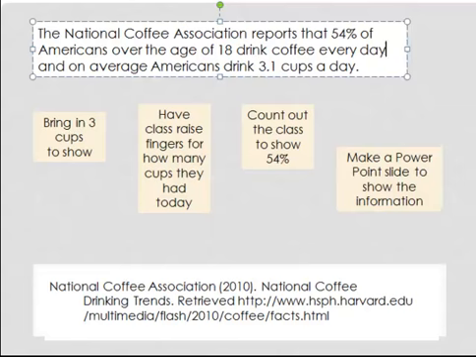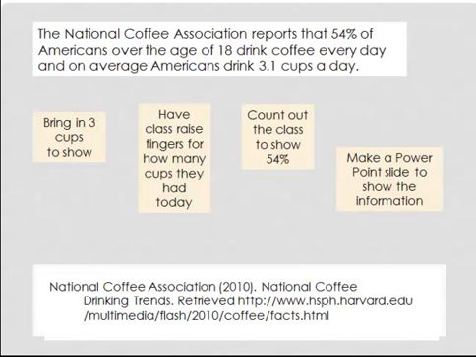So we've talked a little bit about finding information. I shared with you ways that you can report that information in your speech. We talked about how to mention the most interesting part of the research. You don't have to mention every single thing. So at the bottom of this slide, you can see the citation is the National Coffee Association's National Coffee Drinking Trends and the date. At this point, the National Coffee Association is the most credible part of this research, so that's what I mentioned.